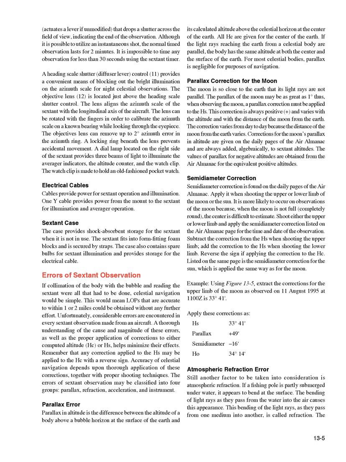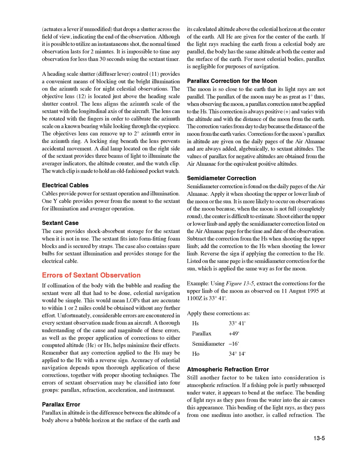A thorough understanding of the cause and magnitude of these errors, as well as the proper application of corrections to either computed altitude, HC, or Hs, helps minimize their effects. Remember that any correction applied to the Hs may be applied to the HC with a reverse sign. Accuracy of celestial navigation depends upon thorough application of these corrections, together with proper shooting techniques. The errors of sextant observation may be classified into 4 groups: parallax, refraction, acceleration, and instrument.